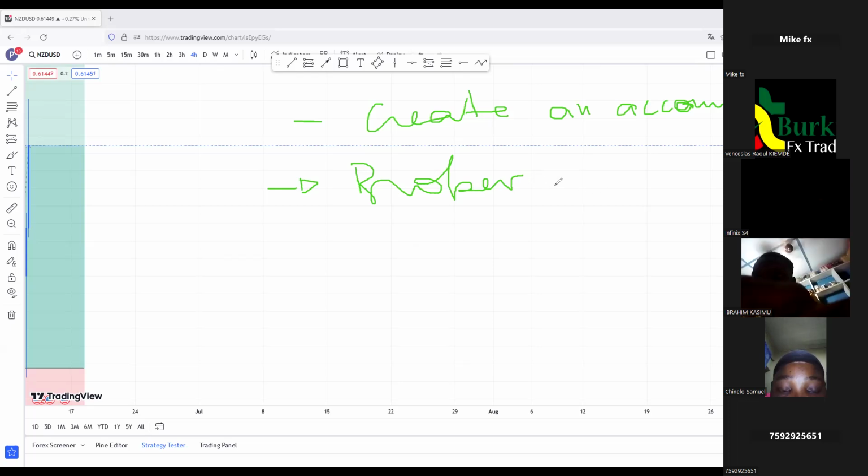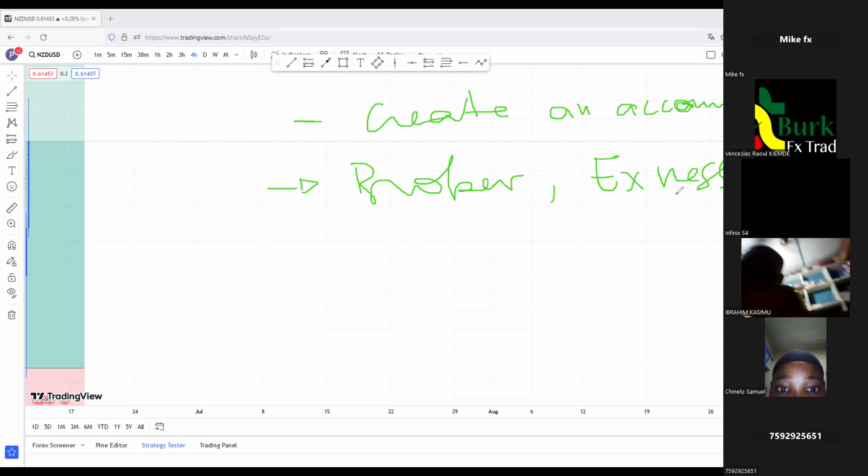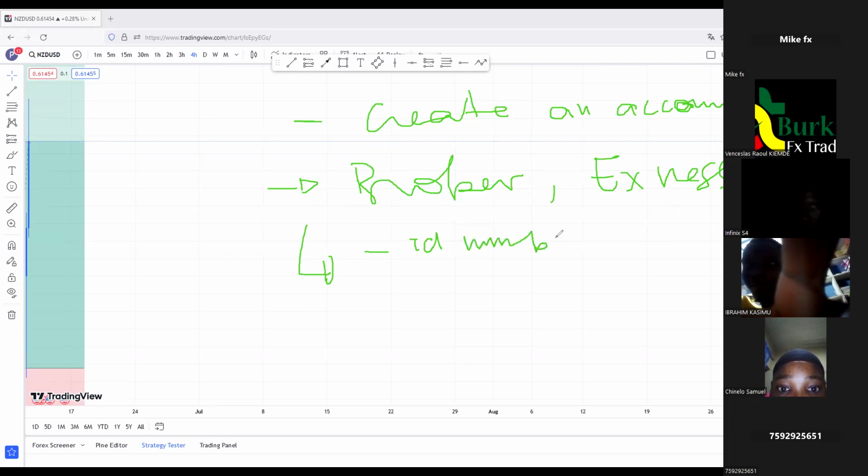Me personally, I'm trading with a broker that is called Exness, right? And after creating your account with the broker, it is going to give you an ID number. The broker will also give you a password.